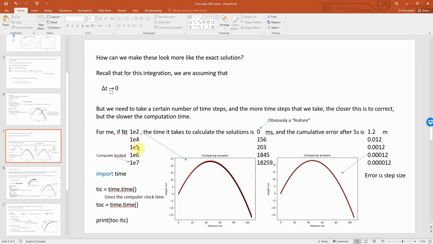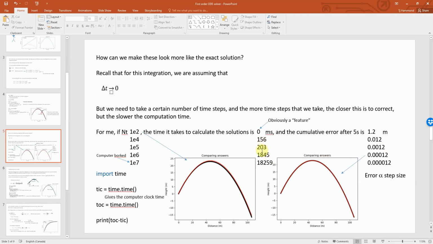But we can increase the number of steps by an order of magnitude, and you can see that the error decreases by an order of magnitude. And so that's what I'm saying when the error goes as the delta t. That means the delta t here is decreasing by an order of magnitude as we increase our steps by an order of magnitude, and so the error here decreases by an order of magnitude.